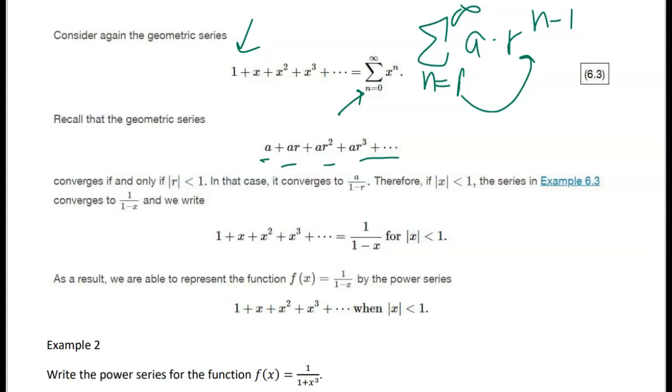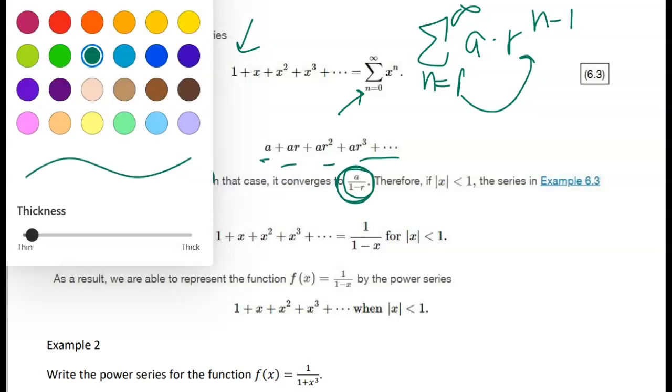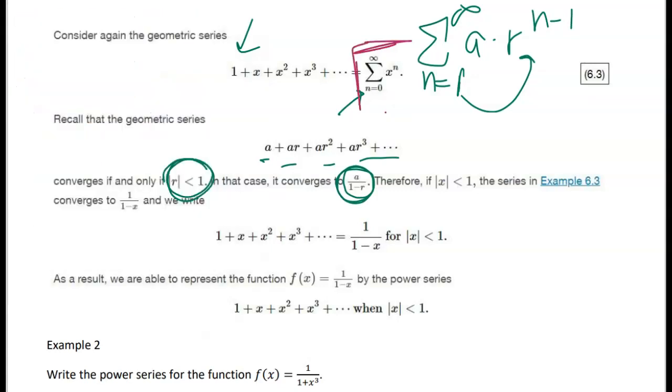Now remember, this only converges if the absolute value of that radius is less than or equal to 1, and the sum of that series ends up being A over 1 minus R. Therefore, it must be true for this series that as long as the absolute value of x is less than 1, then this must converge to A equals 1, R equals x.